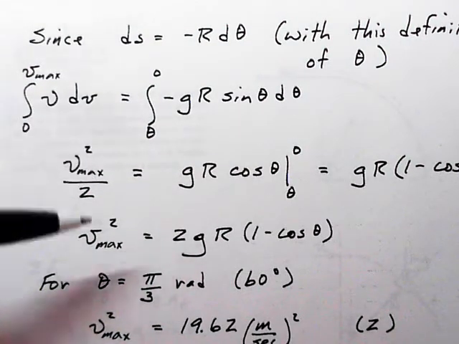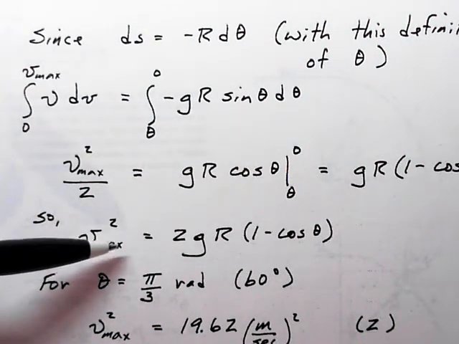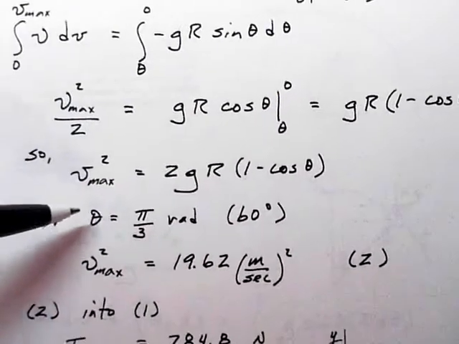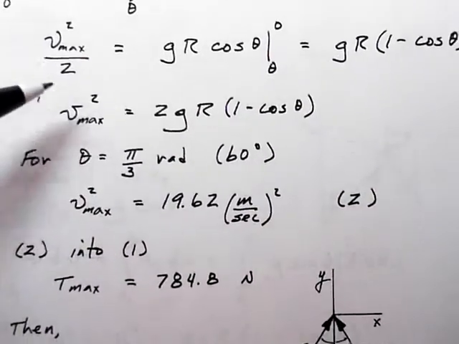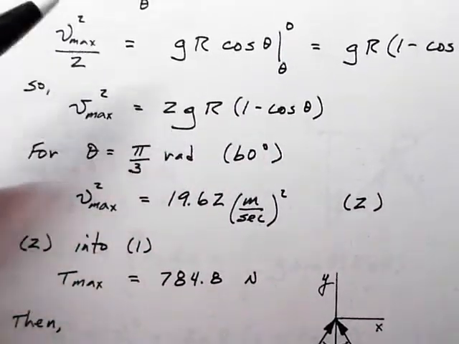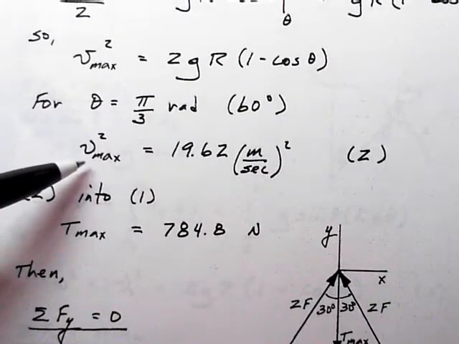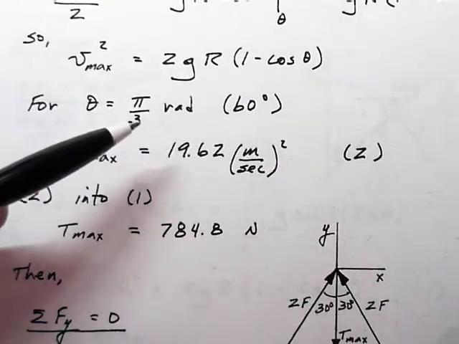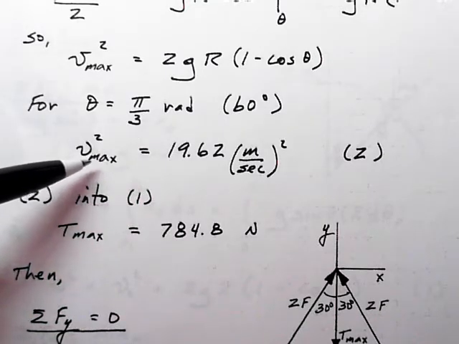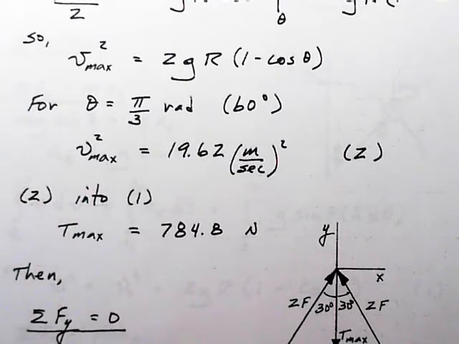And so we've got our maximum velocity as a function of theta, and we're going to go with 60 degrees, so we plug in pi over 3 if we have our calculator in radians, or 60 degrees otherwise, and we get Vmax squared of 19.62. We could actually take the square root and solve for Vmax, but in our next formula we're going to need Vmax squared, so we'll just leave that alone.